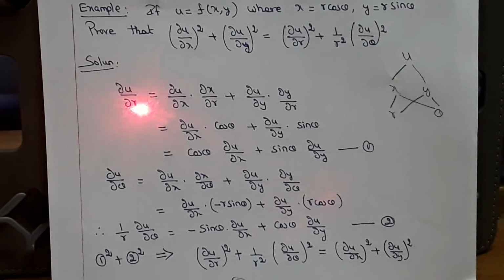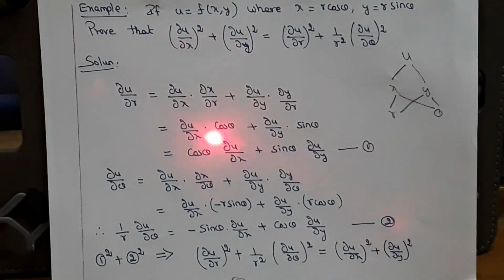That is, we are considering dou u by dou r. What is the formula for dou u by dou r? This dou u by dou x into dou x by dou r plus dou u by dou y into dou y by dou r. So we are putting the values. Dou u by dou x we can't find because they didn't give it directly. U is a function of x and y, that only they mentioned. So dou u by dou x as it is we have to put.